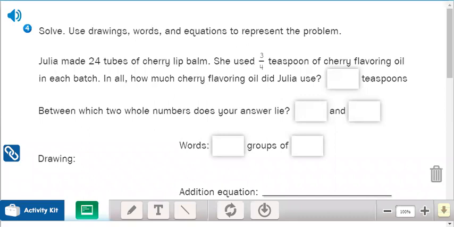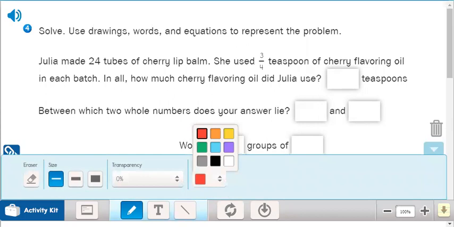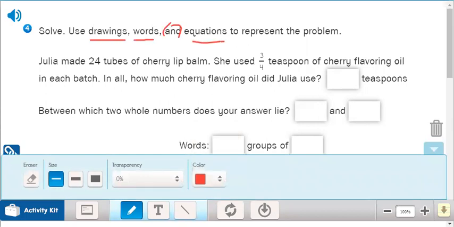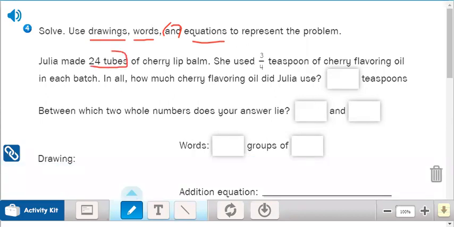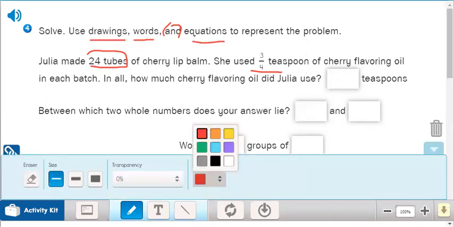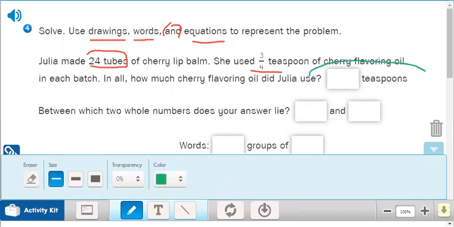Okay, solve. Use drawings, words, and equations. How many things do we need to do? We need to do 3: drawings, words, and equations to represent the problem. Julia made 24 tubes of cherry lip balm. She used 3/4 teaspoons of cherry flavoring in each batch. In all, how much cherry flavoring oil did Julia use in teaspoons? So that's going to be our answer right there that we are trying to find by the end today.